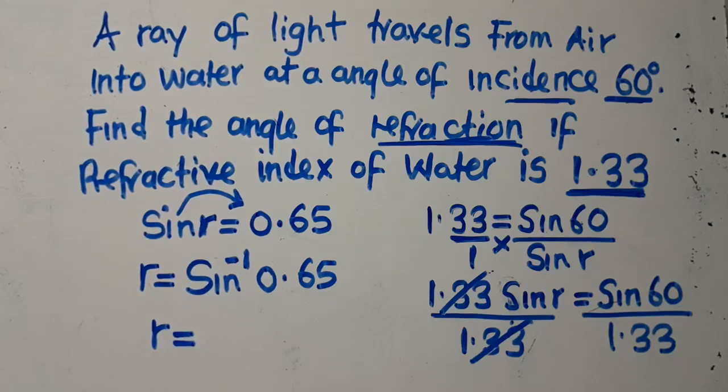On your calculator, how do you press sine inverse? Go on shift, then go to sine. You're going to see an inverse on top, then 0.65. When you punch that on your calculator, you are going to get 40.6 somewhere there. If you round off to the nearest whole number, you're going to get 41 degrees. So this is the answer that you find.